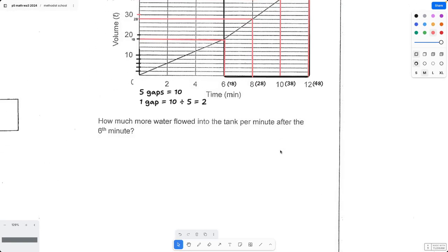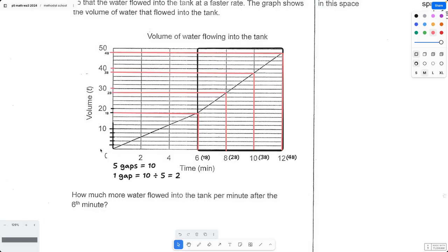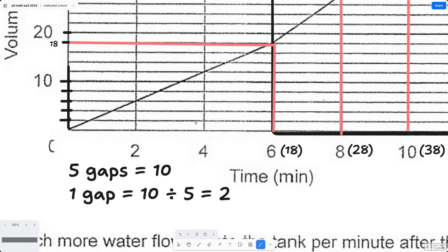So that means how much water flowed into the tank per minute after 6 minutes. Okay, so we also miss out one thing, because the question asks how much more water. So we also need to measure 2 and 4 as well. Okay, so let's do that. So I'm gonna create another line, but this time it's green so that we can see. So 4 over here is one gap after 10. So that means this is 12, right? So let me see 12.